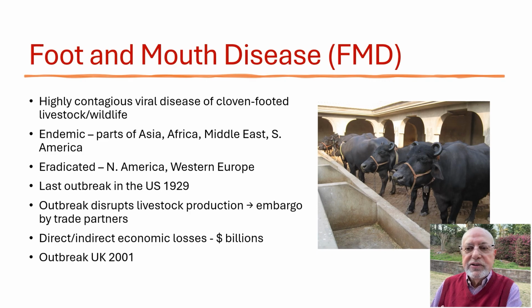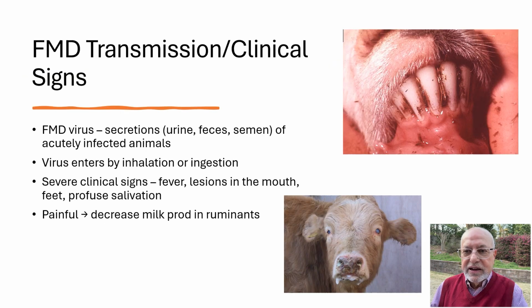Now, when we talk about Western countries without a foot and mouth problem, there was an outbreak in the United Kingdom in 2001, which had devastating effects. So many cows were destroyed. This virus is present in urine and feces, even in semen of the affected animals, but it can enter through inhalation or ingestion.